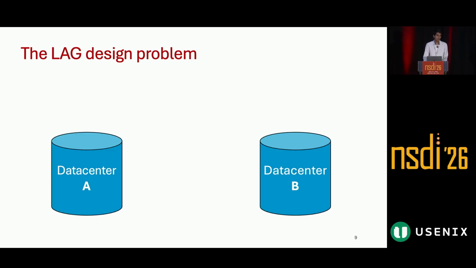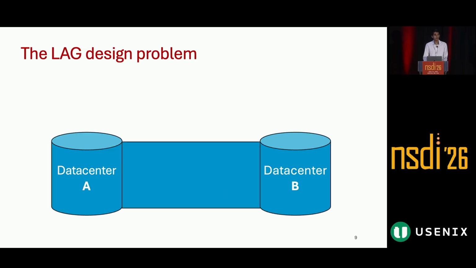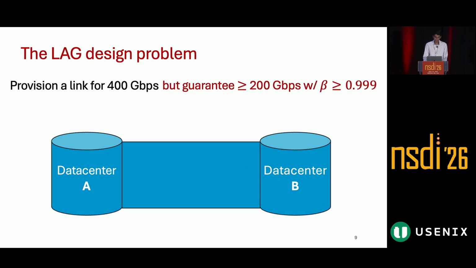So remember that we have our 2 data centers, and they're connected via a high-capacity LAG. And our goal here is to provision a link for 400 gigs, but now we also want to guarantee that it provides at least 200 gigs 99.9% of the time. And we have one key decision to make, which is the modulation format of each wavelength in the LAG. Our most reliable modulation format is QPSK, which can provide 100 gigs by transmitting 2 bits per symbol, and let's say that has a failure probability of 0.001.